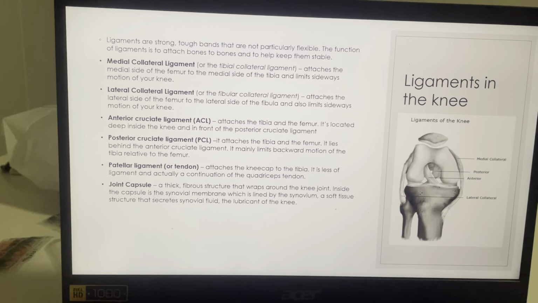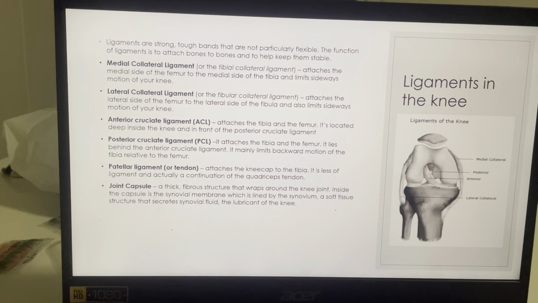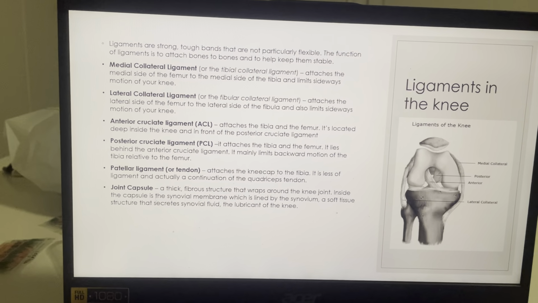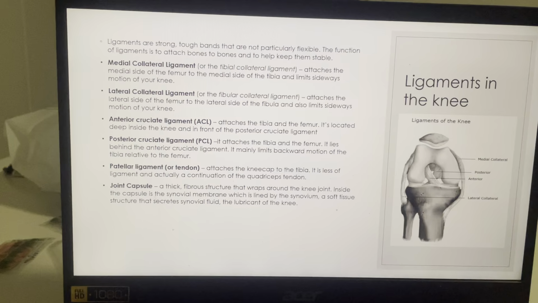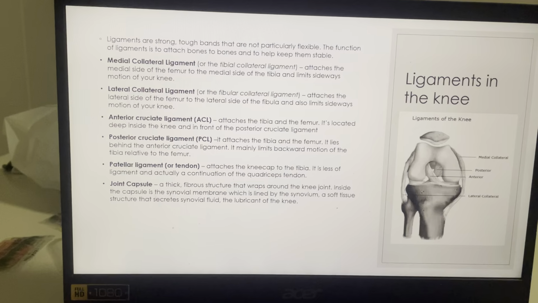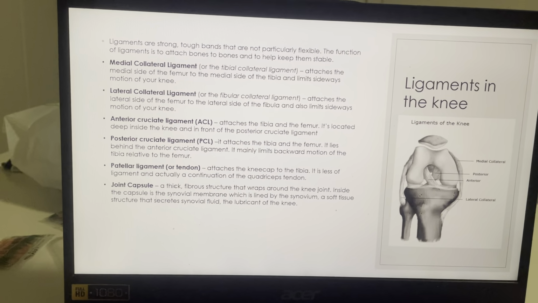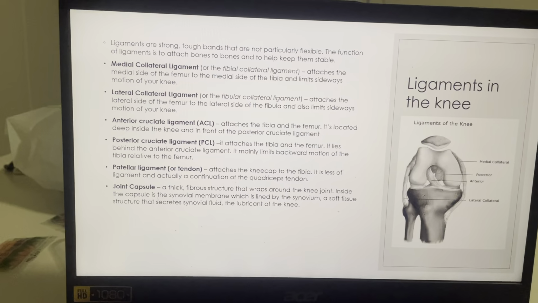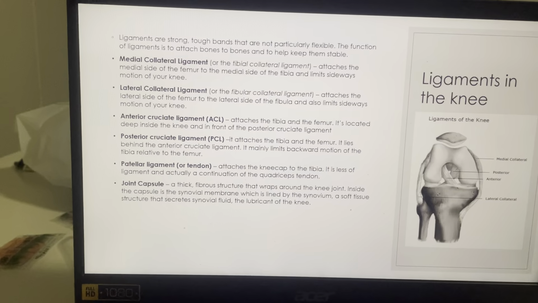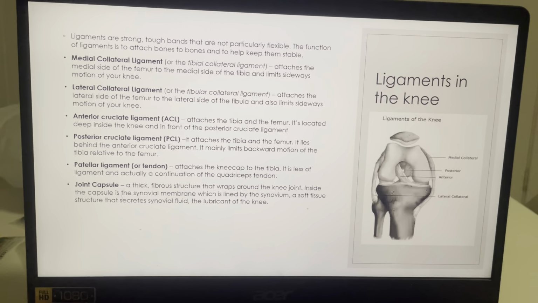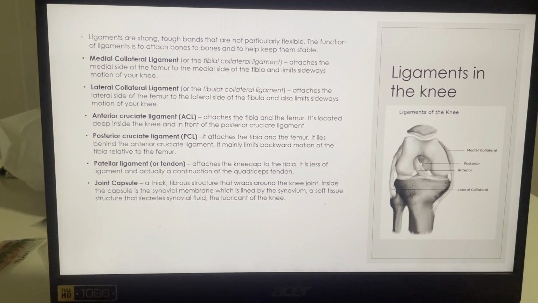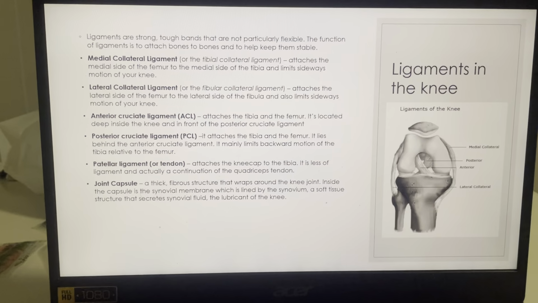Anterior cruciate ligament, ACL. It attaches the tibia and femur, is located deep inside the knee and in front of the posterior cruciate ligament. Posterior cruciate ligament. It attaches the tibia and the femur. It lies behind the anterior cruciate ligament. It mainly limits backward motion of the tibia relative to the femur. Patellar ligament or tendon attaches the kneecap to the tibia. It is less of a ligament and actually a continuation of the quadriceps tendon.